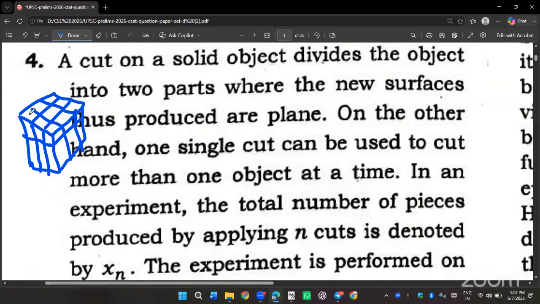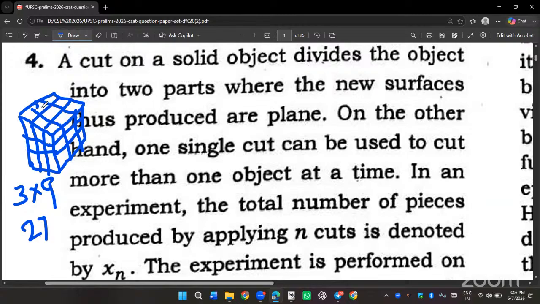So if I cut it like this, I get 9 parts. Again, if I cut in this way, three layers, three layers into nine cubes, identical cubes. That is also important. Identical cubes. So 9 into 3, 27. 27 cubes. If I want to make it into 64, how many cuts? Like that, they will be asking.